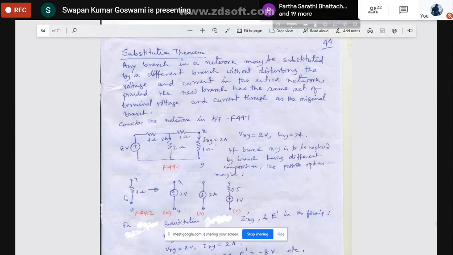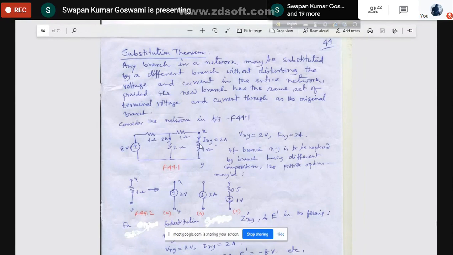That means 1 ohm between X and Y, current flowing is 2 ampere. Means what is voltage? 2 volt. So I can simply represent this by a voltage source of 2 volt. If you replace this 1 ohm resistance with this voltage source placed between X, Y, then the circuit solution will not at all change. Therefore, you can say that I can substitute this branch with this branch, and that is the substitution theorem.